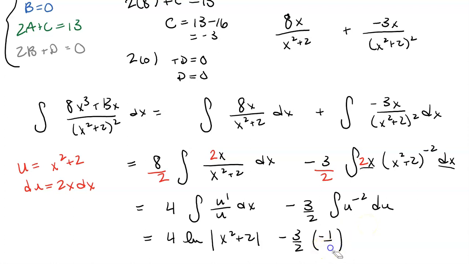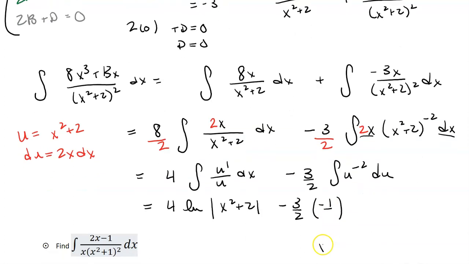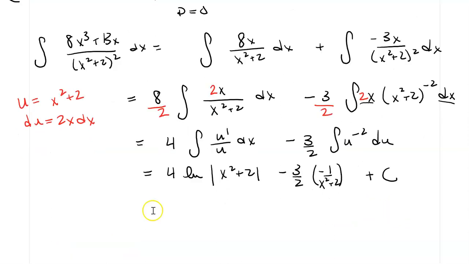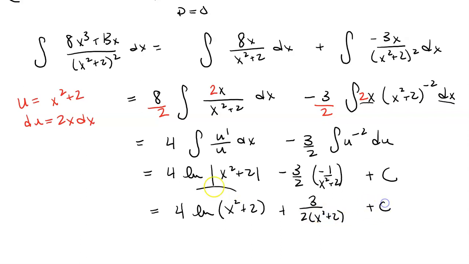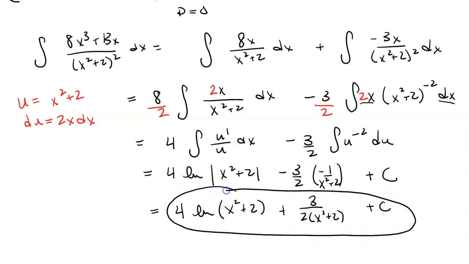And of course we can replace u with our x squared plus 2. And then we need a plus C. And finally, just to clean it up a tiny bit, we would have 4 times the natural log of x squared plus 2. Since this is positive, I don't need the absolute values there. X squared plus 2 will never be negative. Plus 3 over 2 times (x squared plus 2), all plus C. And I would leave it there. I would not go any further.